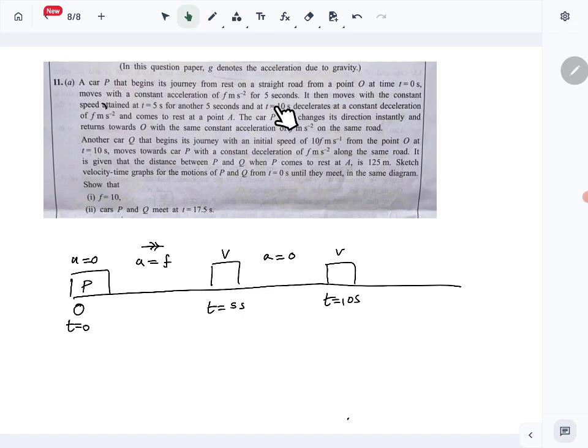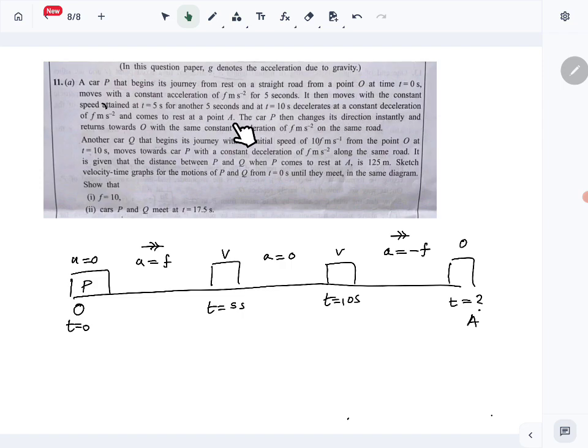Then what happens? Decelerates at a constant deceleration of f and comes to rest at point A. So sometime, we don't know what time this is, it will come to point A and speed will become 0. Here the deceleration is f, so acceleration is minus f. We have written up to that. Now let's see what is left.